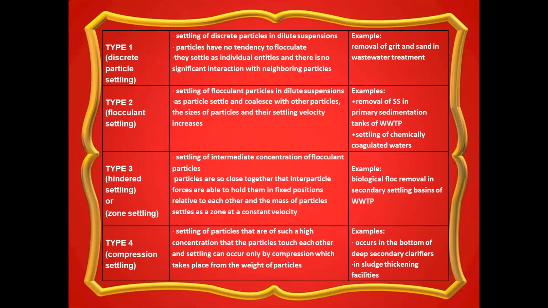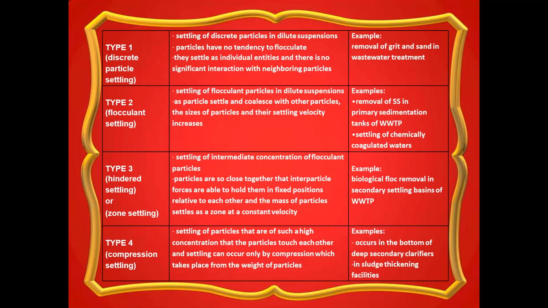Then settling of chemically coagulated water. Type 3 is hindered settling or zone settling: settling of intermediate concentration of flocculent particles. Particles are so close together that interparticle forces are able to hold them in fixed positions relative to each other, and the mass of particles settles as a zone at a constant velocity. An example is biological floc removal in secondary settling basins in a WWTP.